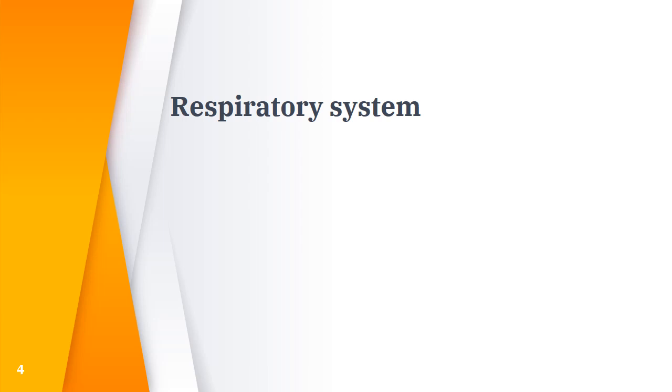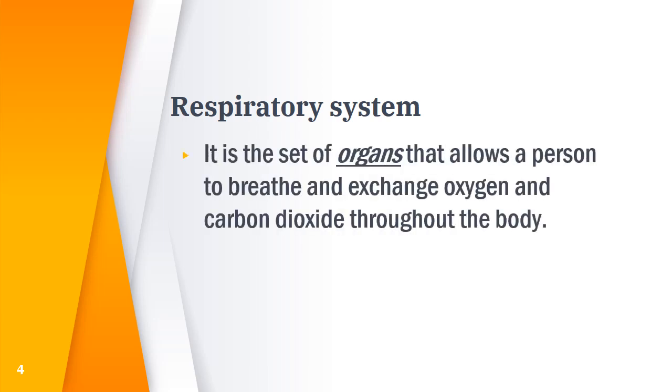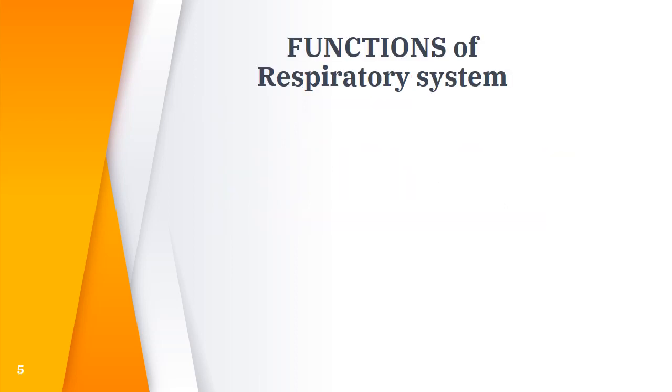Our respiratory system is defined as the set of organs that allows a person to breathe and exchange oxygen and carbon dioxide throughout the body. The respiratory system is an example of an organ system. Therefore, it consists of different organs working together to perform its function in our body.